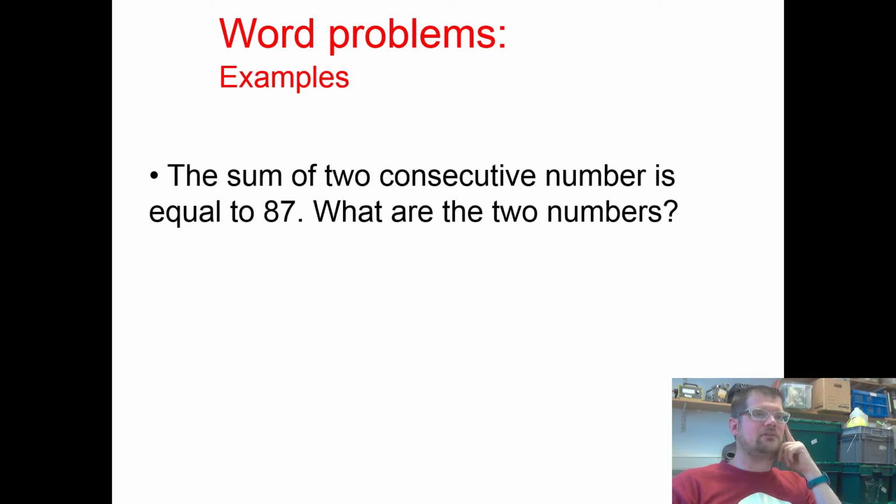Okay, so an example. Okay, so the sum of two consecutive numbers is equal to 87. So what are the two numbers? So let's think now about how we might do that. I'm just going to give myself a pen. Okay, so we're going to have two numbers that we don't know. So our numbers are going to be A and B.